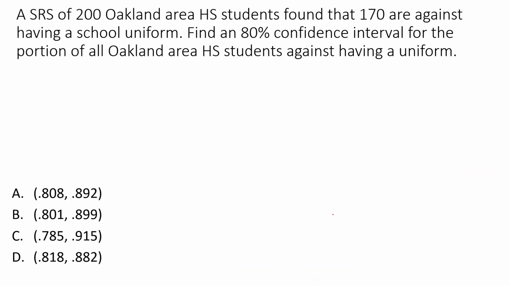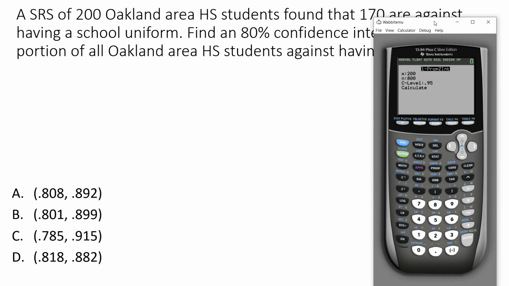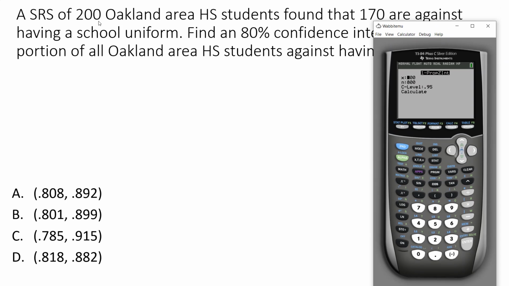All right, so here's another example. If we want to find an 80% confidence interval for this guy, we would have to go through all the checks and balances. But if it's a multiple choice question, we don't have to go through all that stuff. We can just go to stat, go to test, option A, one prop Z interval, just put the numbers in. So we've got 170 are against uniforms out of 200. So we'd put in 170 out of 200.